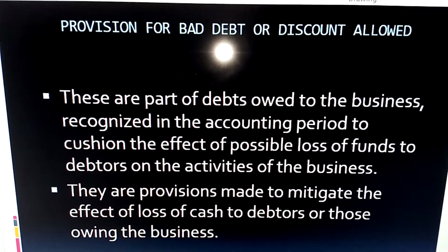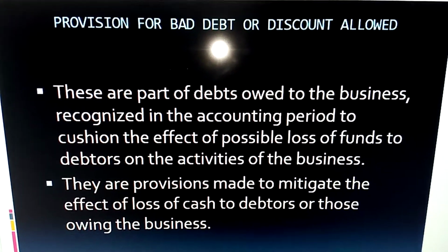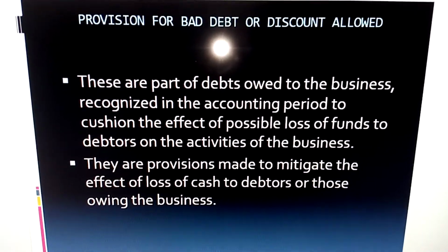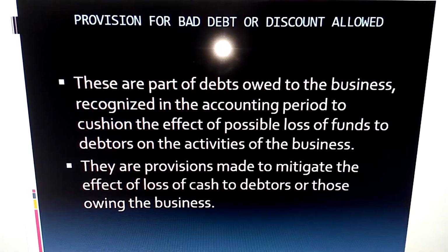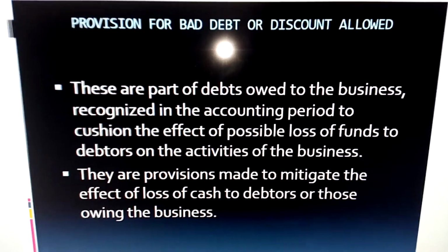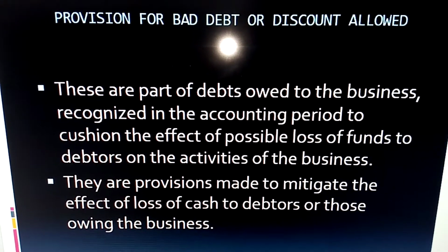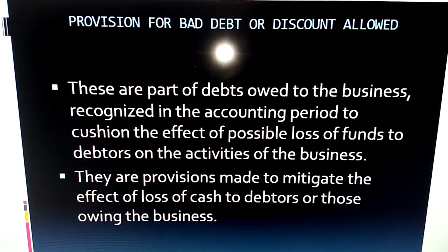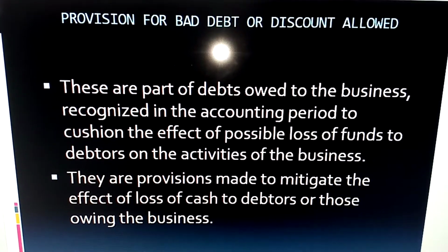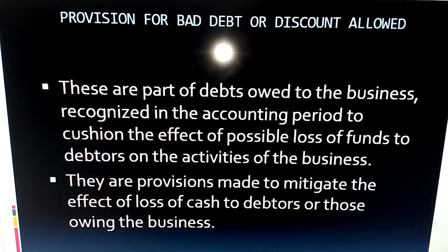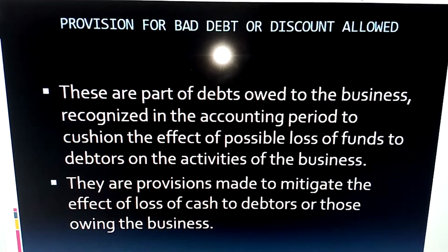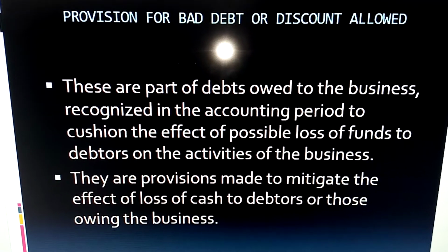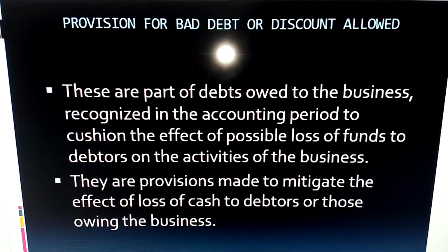Now, provision for bad debts or discount allowed. We can set aside or take part of the debt owed, recognize them so that we can cushion any possible loss of funds to debtors. What I'm saying is, taking parts of the debts, recognizing them in the books or in the accounts so as to cushion the effect on possible loss of funds to debtors is what we call provision for bad debt. So basically we make provisions to mitigate against the effect of loss of cash to debtors or to those owing the business.